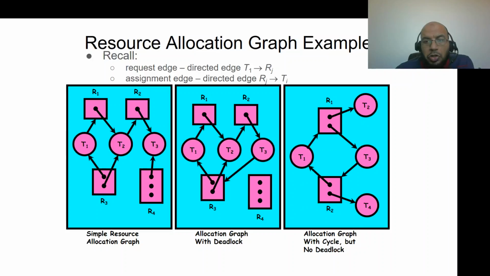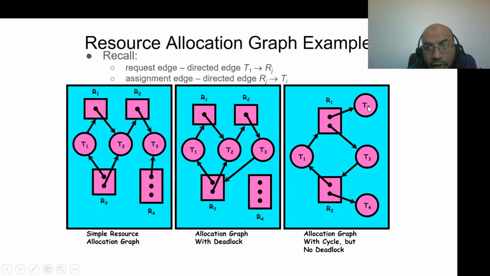This is an allocation graph with a cycle but no deadlock, although there is a cycle here. But since T2 has what it needs to function, once T2 is done, it will release one of R1. And T4 also has what it needs from R2. Once T4 is done, it will release a resource in R2. And in this case, both T3 and T1 will be able to proceed. So not all cycles are deadlocks.